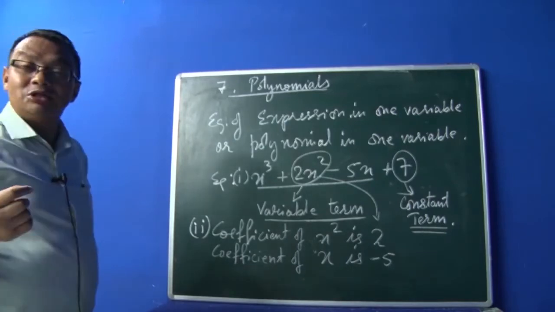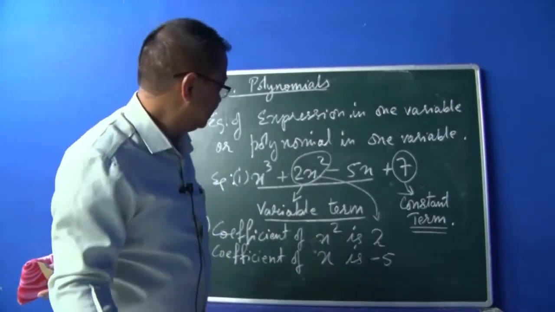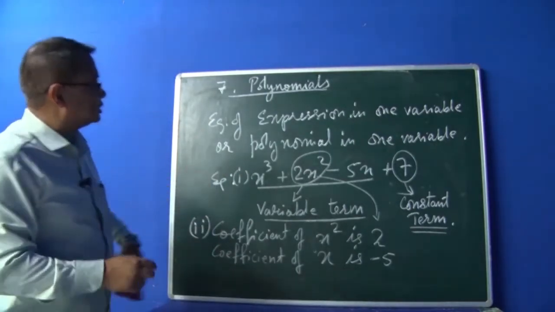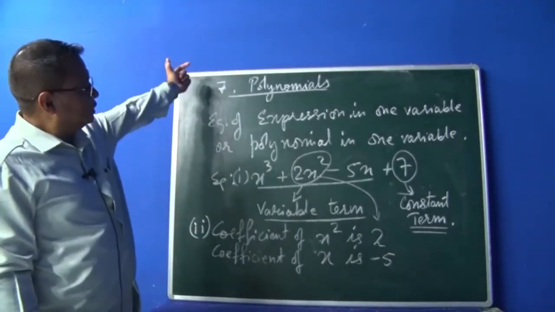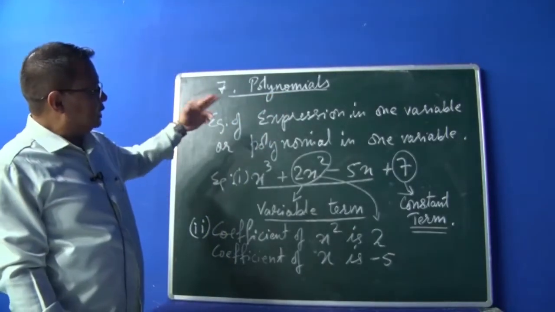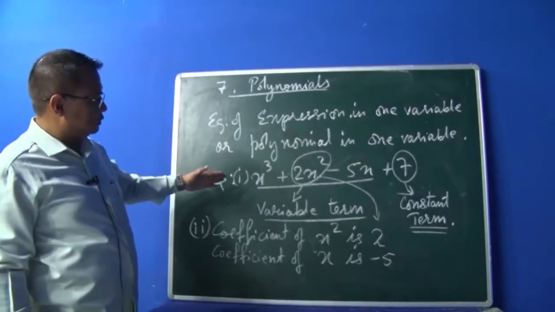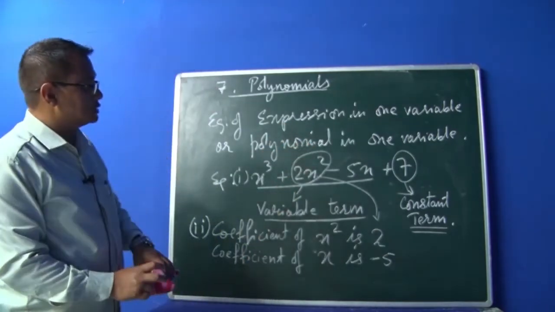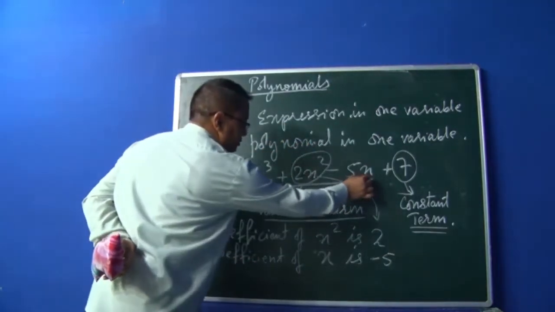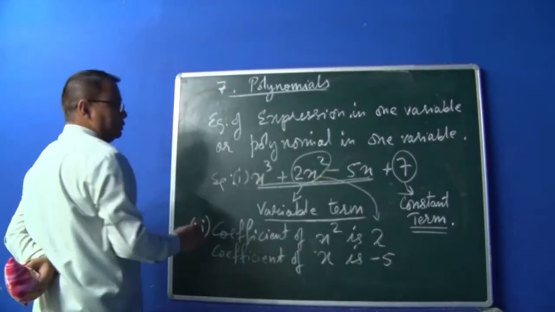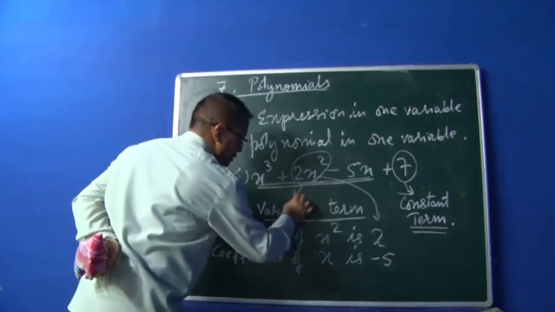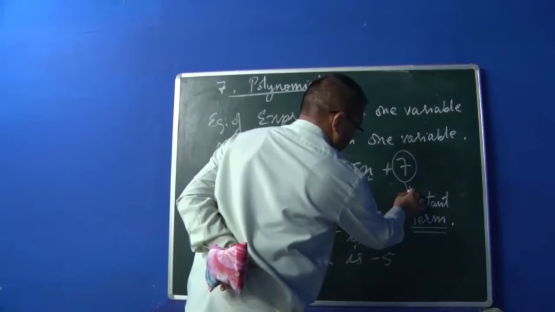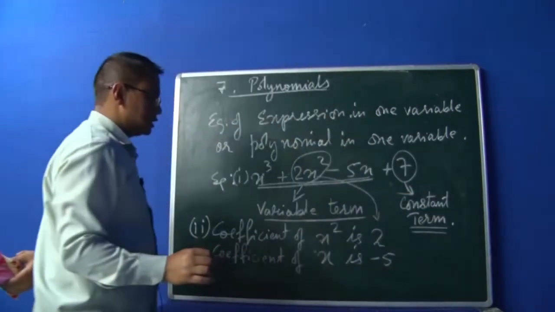According to algebra, it is known as the backbones of mathematics. And when we go with the algebra, firstly we deal with polynomials, and here again, expressions in one variable or a polynomial in one variable. Let us take one example, x cubed plus 2x squared minus 5x plus 7. The terms where there is a variable, we mention them as a variable term, and the terms where there is no variable, we mention as constant term.